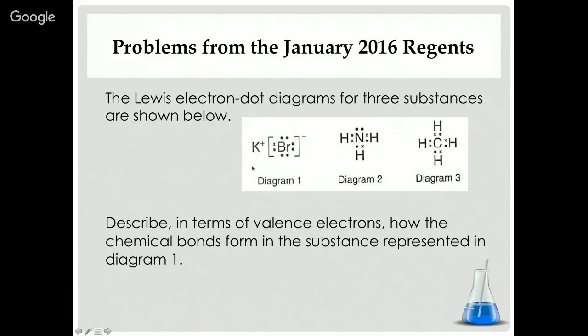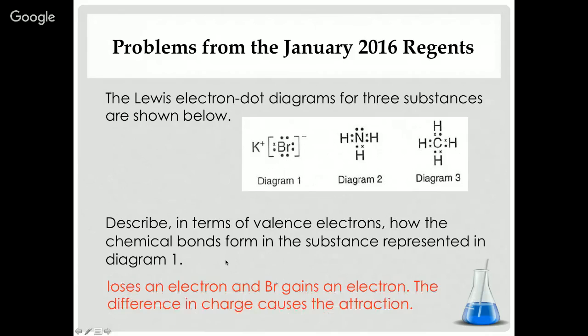Okay, so looking at diagram 1, we see we have potassium, which is a metal, and bromine, a nonmetal. You may also notice that it's drawn using the Lewis dot diagram for an ionic compound. So this is an ionic compound. Once we know it's ionic, in terms of valence electrons, the chemical bonds form by a transfer of electrons. Or you can be specific: you can say that potassium loses an electron and bromine gains an electron, or again, just a transfer of valence electrons.